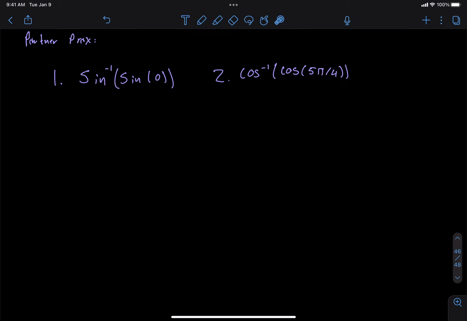This function, specifically for this one, if we start with a number, do something to it, and then immediately undo that thing, kind of makes sense that we're gonna get that back.